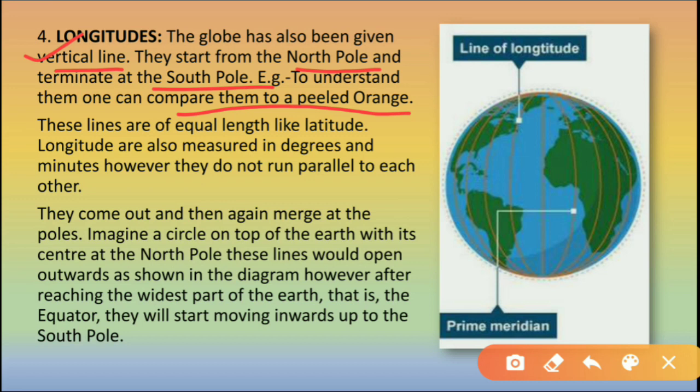Students, have you all seen a peeled orange? A peeled orange consists of an off-white lining. The same type of lining is known as the longitude. See the next paragraph. These lines are of equal length.